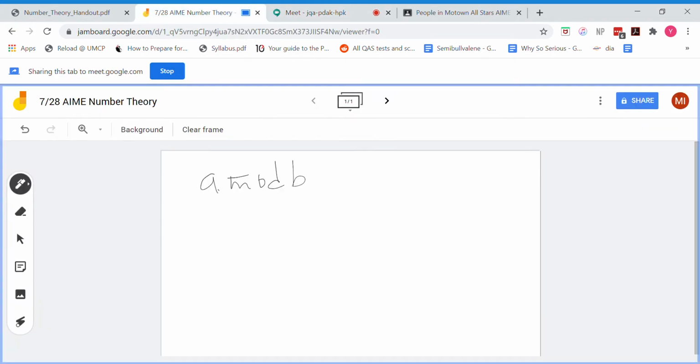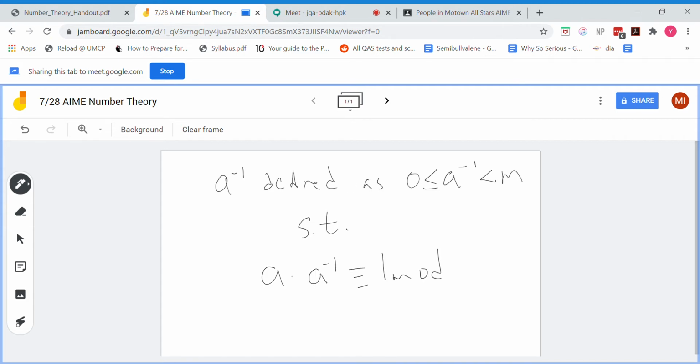So we define the inverse of A, generally mod M. The inverse of A, which we always write as A to the power of negative 1, is defined as the number between 0 and M such that A times A inverse equals 1 mod M. As you can see, A inverse is also under mod M, so it's between 0 and M.